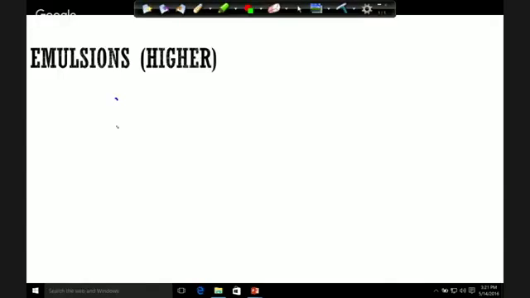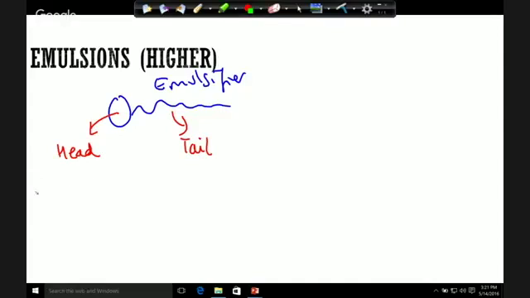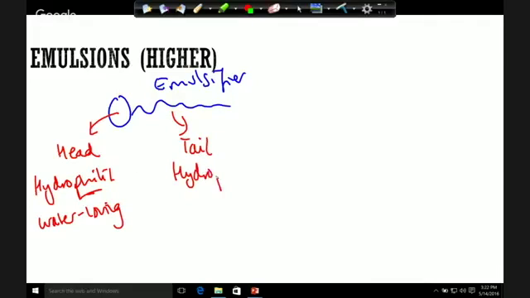So for higher tier, when we're talking about emulsions, we need to know more about this emulsifier molecule. And this emulsifier molecule that allows the oil and water to mix has two different ends to it. It has a head end and a tail end. Now the head end is what we call hydrophilic. Hydrophilic, it is water loving. Whereas the tail end is hydrophobic or water hating.